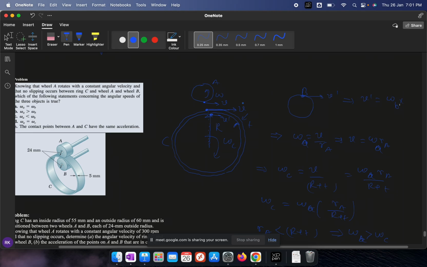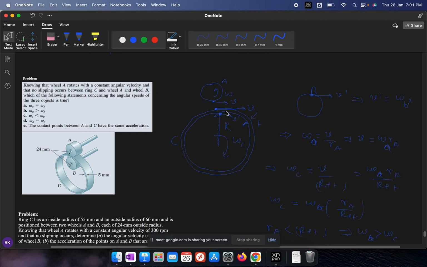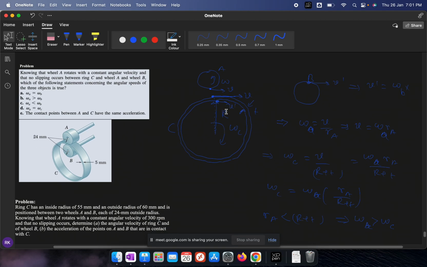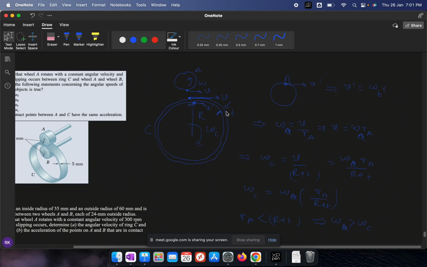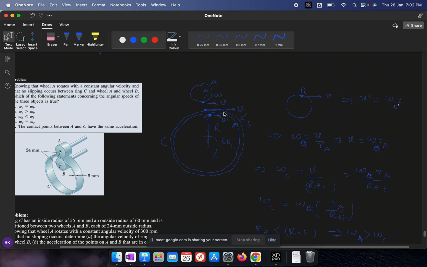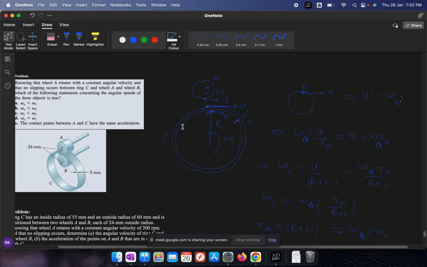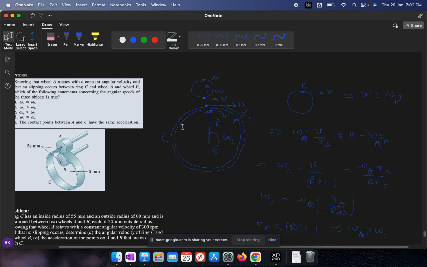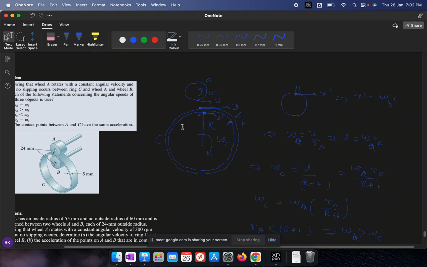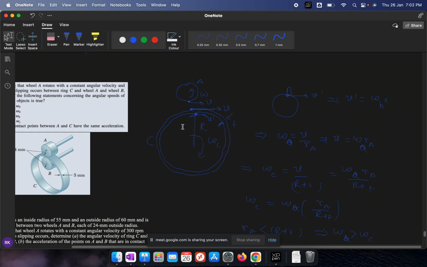19.9. Why 19.9? R omega square, then alpha. It is not asking for the acceleration. Yes, you are talking about option E, right?